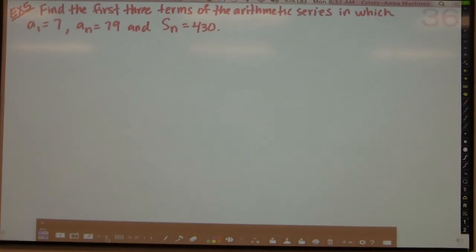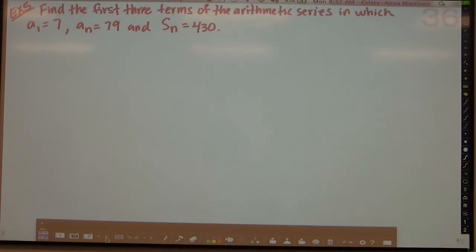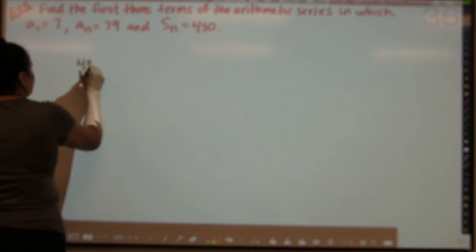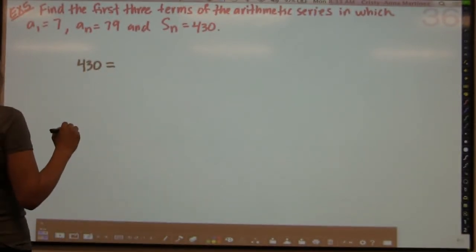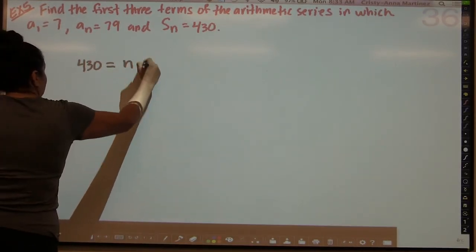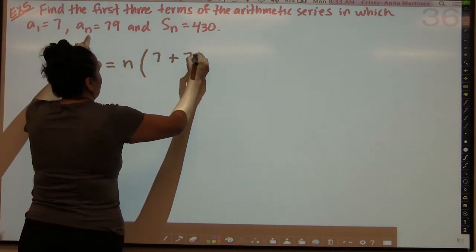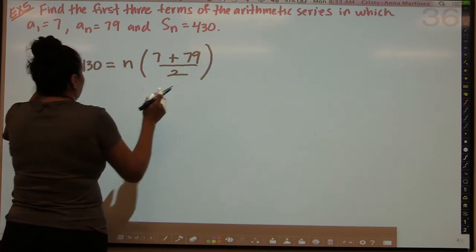One of the things that we need here is to figure out what n is, because if we don't know what n is, then we're kind of doomed. So we're going to use our series formula this time to actually solve for n. So we know that s sub n equals 430, so we're going to go ahead and plug that in. So we'll get 430 is s sub n, our partial sum, and the formula says that you take n, which again we don't know what it is yet, times a sub 1, which we do know is 7, plus a sub n, which we know is 79, divided by 2, and we're going to find n.